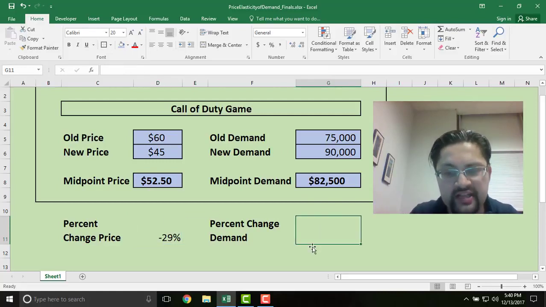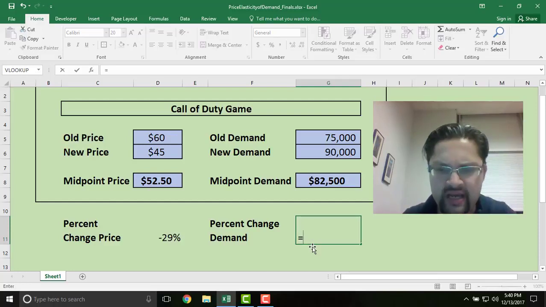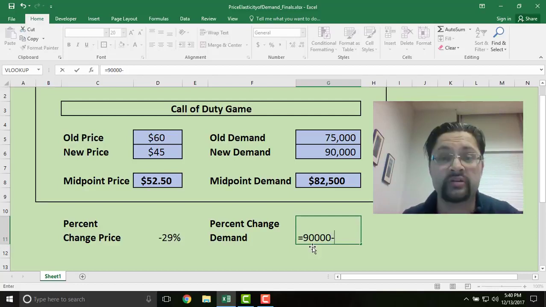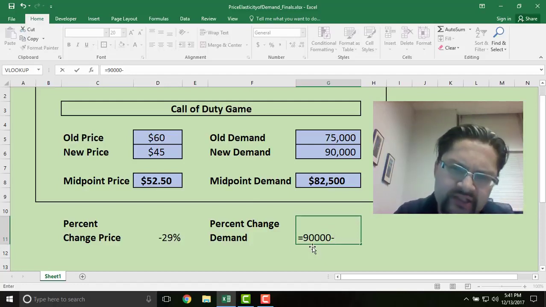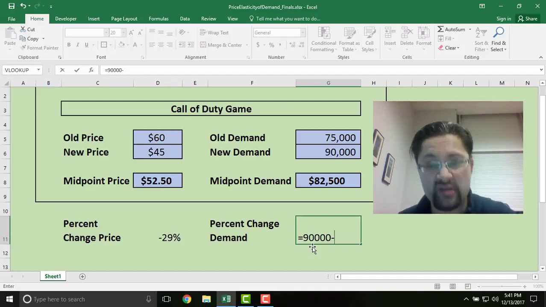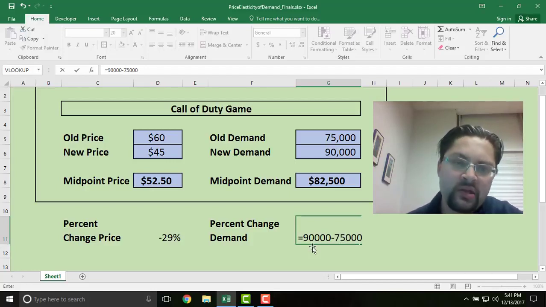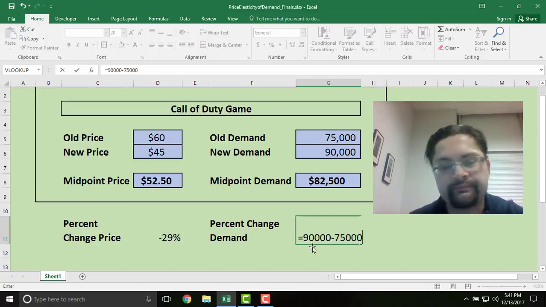Next, we're going to do the same thing over here for demand. So we're going to do equals, and again, this is Excel, but I'm doing it as if you were able to write it on a sheet of paper. New demand is 90,000. Okay, spot check alert. Why is the new number higher than the old number in this situation? Okay, think about that for a moment. Why do we have 90,000 demanded now? New is 90,000, old is 75,000. Whereas over by price, it was the other way. Can you think of why?